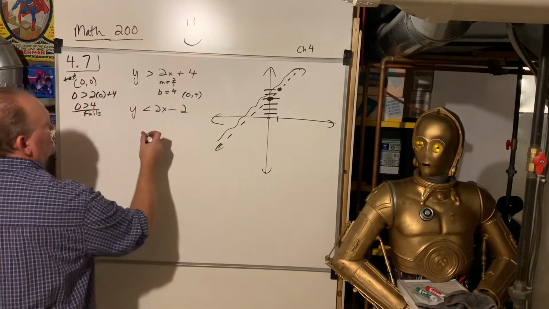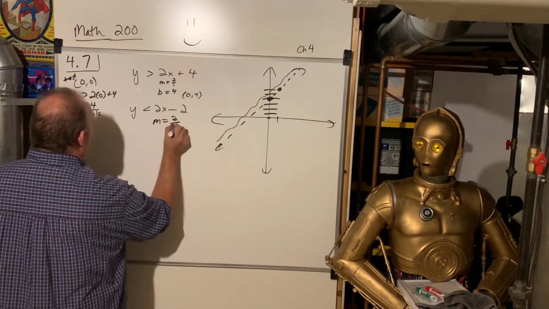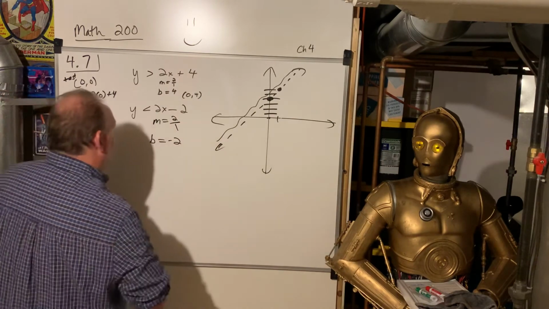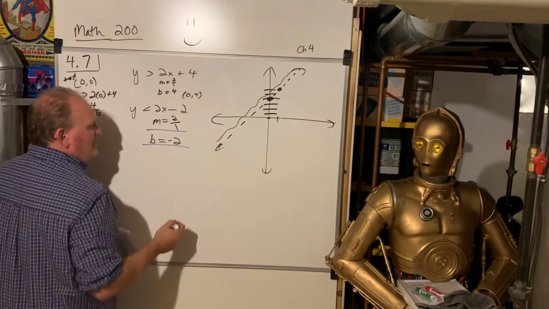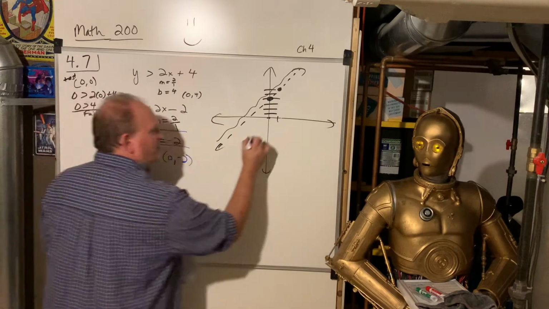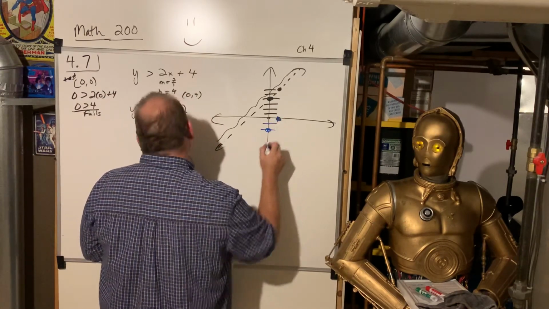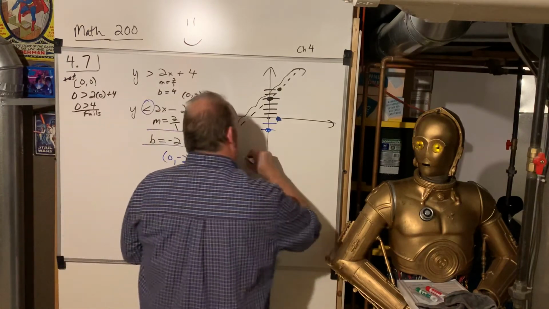This one, slope of 2 over 1 and a starting point of -2. Oh, I'll do that one in blue. Sorry. I'll do this one in blue. And so 0, -2 is my starting point. To go down to -2, I put a dot. I go up 2 and over 1, I put a dot. I do a dashed line again.